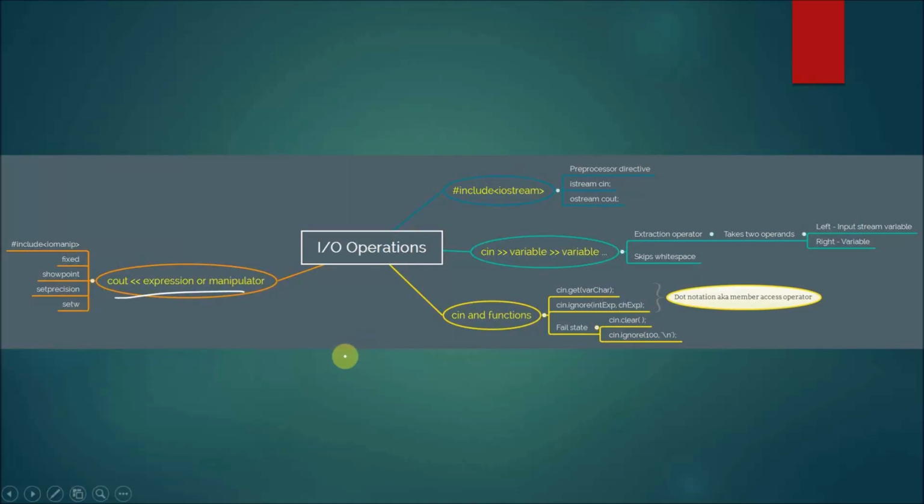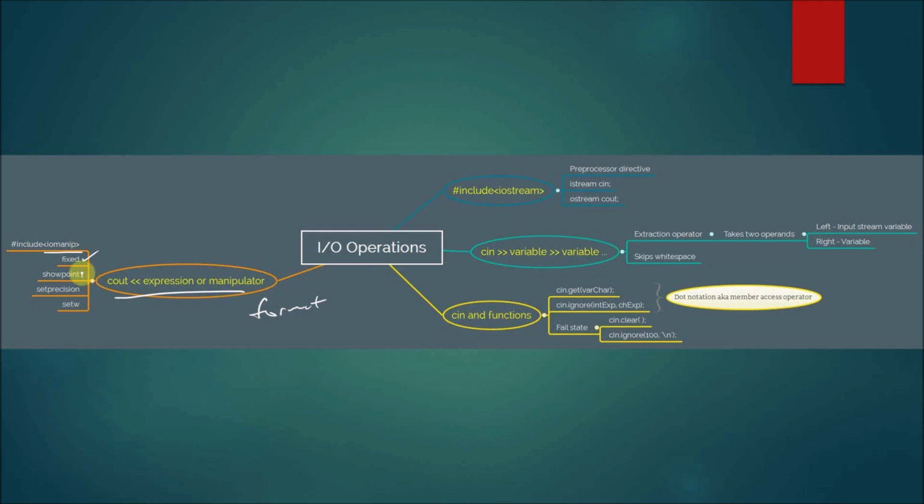Cout expression or manipulator. Basically, here what we're doing is we want to format our output. In order to do that, we need the iomanip preprocessor directive. Some of the things that we can do is we can use fixed, which fixes the decimal formats to its defaults of 6 decimal places.